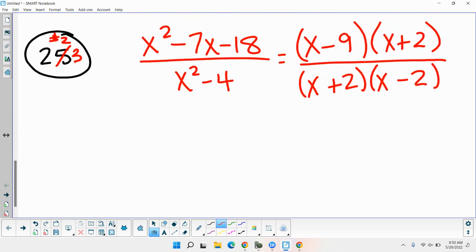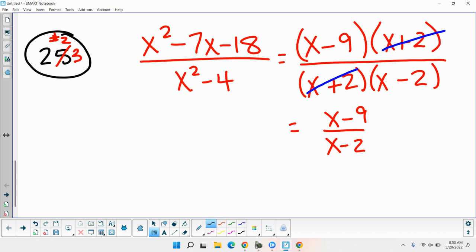Okay, so do we see any common factors top and bottom? Yeah, the x plus 2's. So those cancel out. So our answer would be x minus 9 over x minus 2.